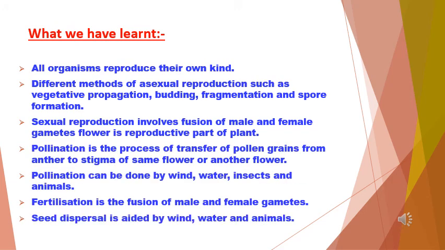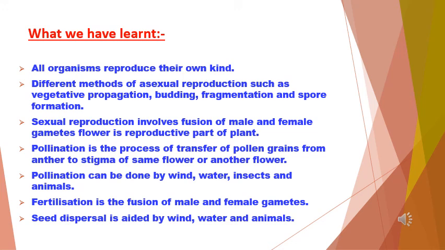Let's summarize what we have learned in this chapter. We have learned that all organisms reproduce their own kind. We have learned about different methods of asexual reproduction like vegetative propagation, budding, fragmentation, and spore formation. We have then learned about sexual reproduction and how it involves fusion of male and female gametes. Flower is the reproductive part of the plant.